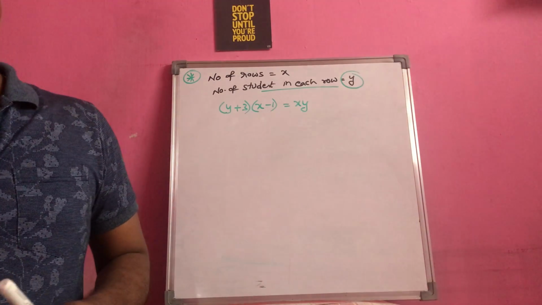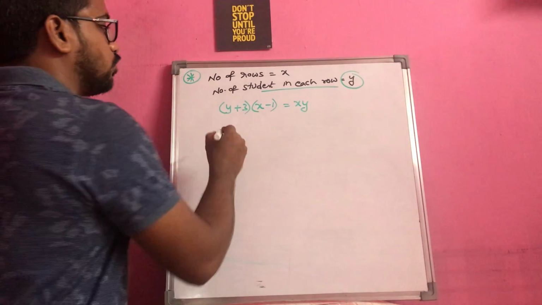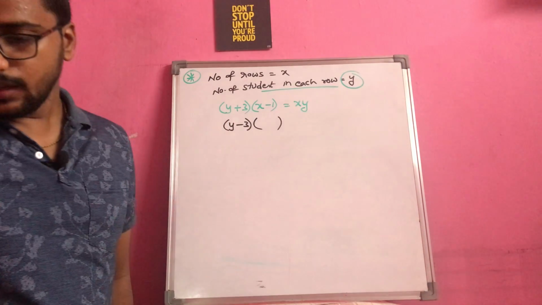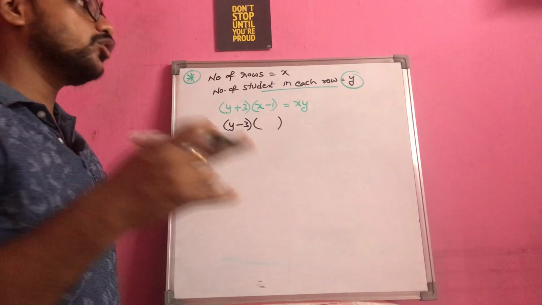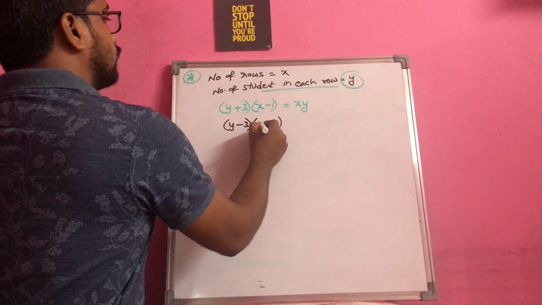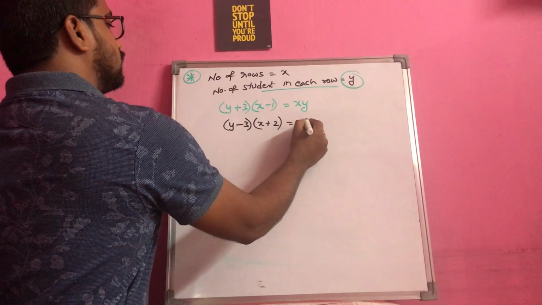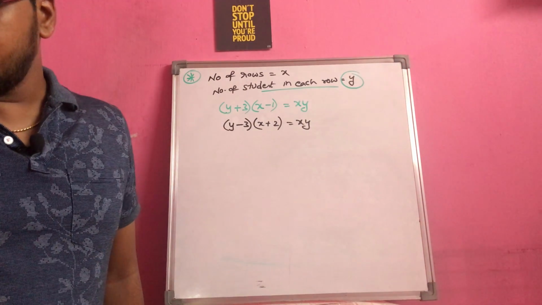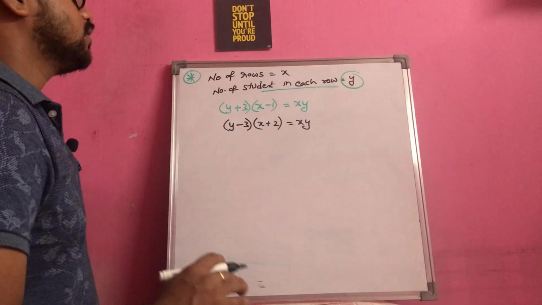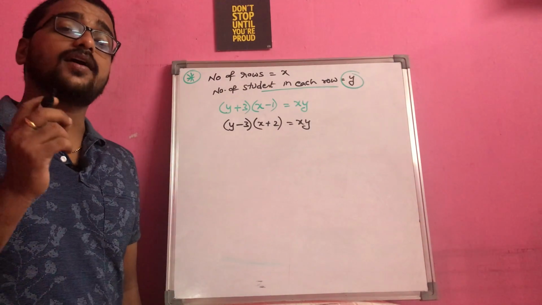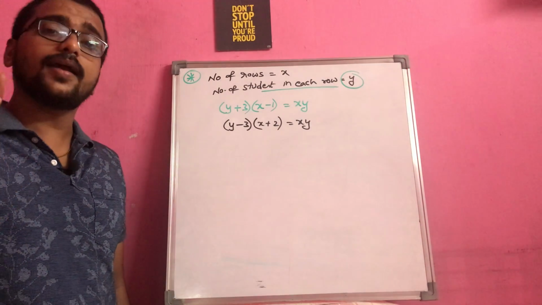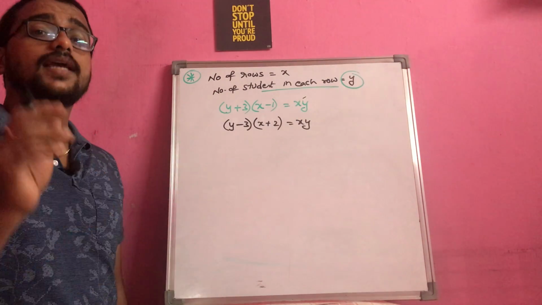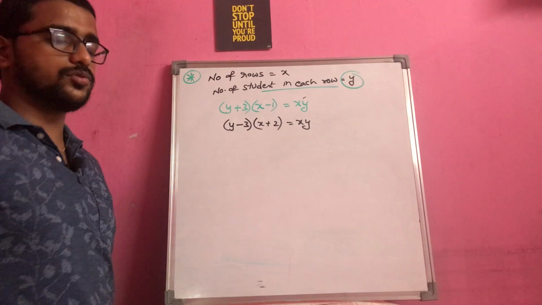Now see the second condition. If 3 students are less in each row, that means y minus 3, there would be 2 rows more. So number of rows are x, so x plus 2. Again this will also give you the value of xy, the number of students. Find the number of students in the class. So that means they are asking you to find the value of x or y or xy. Yes, they are asking for xy, because x into y only will give you the total number of students, right?